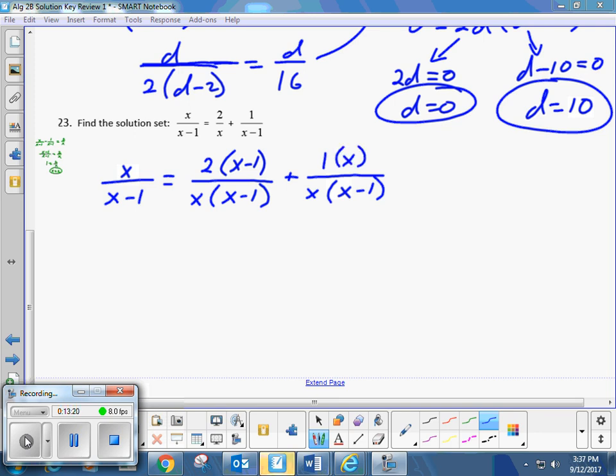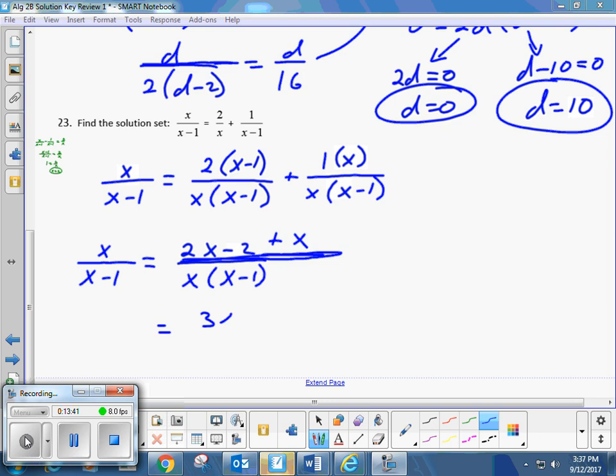Okay? So I distribute at this point. 2 times (x minus 1) equals 2x minus 2. And then my x minus 1. And I'm just going to put this as plus x. All right, there's my numerator. And I can start to collect some like terms. So I end up with 3x minus 2 over x minus 1. And I've got my x minus 1 here and x. And now I cross multiply.